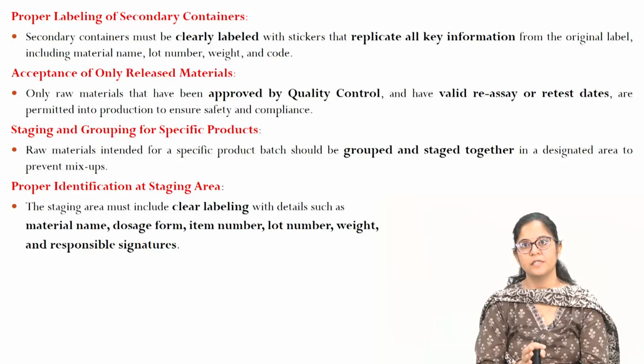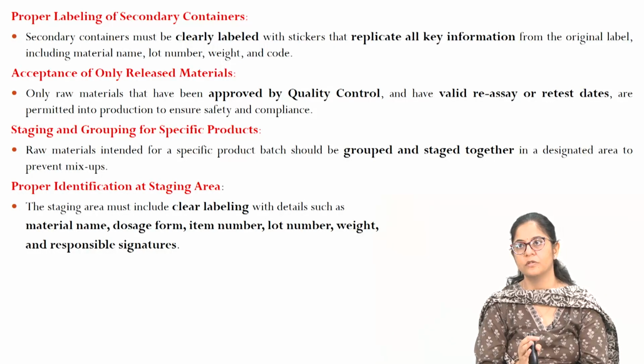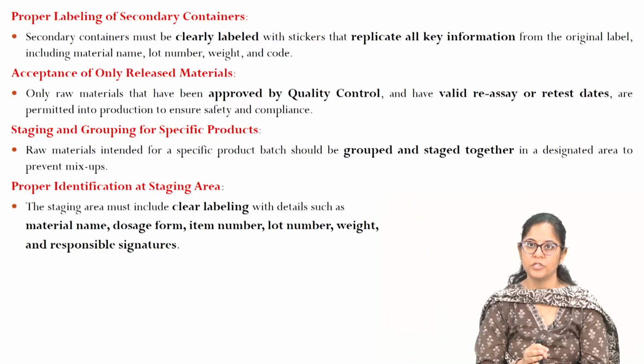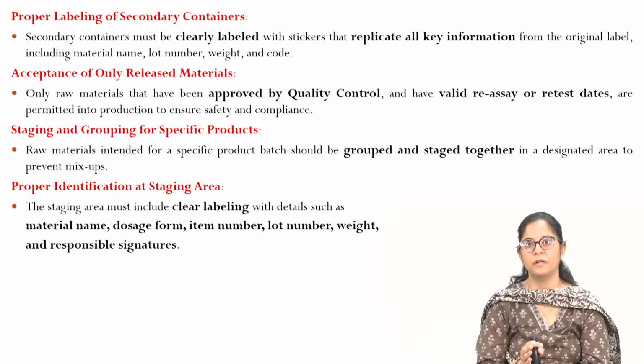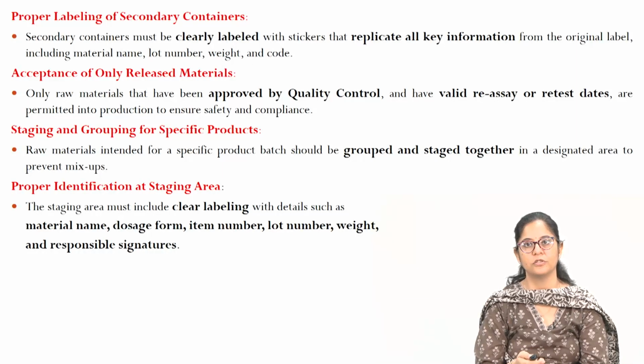The raw materials intended for a specific product batch must be grouped and staged together in a designated area to prevent mix-up. Proper identification at the staging area must be done. So, the staging area must include clear labeling that details the material name, dosage form, item number, lot number, weight and the responsible signatures.